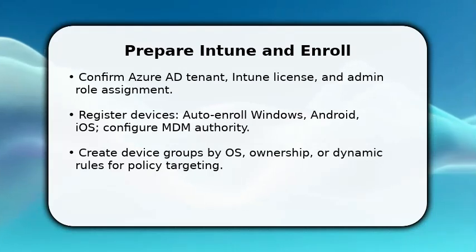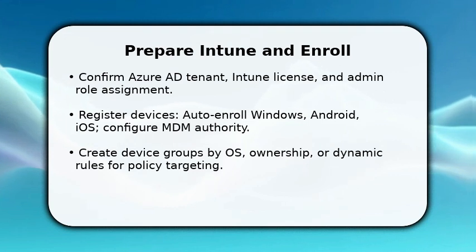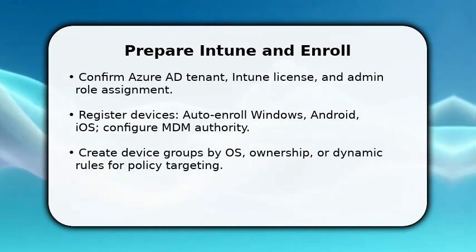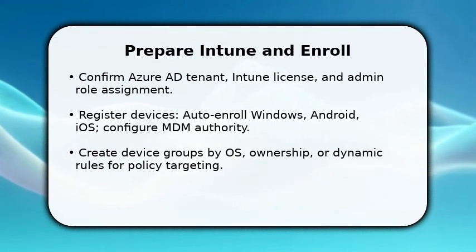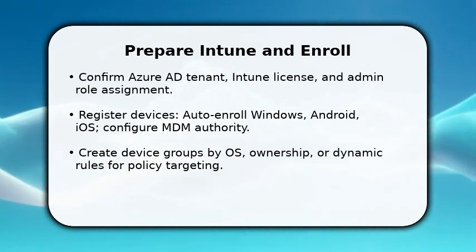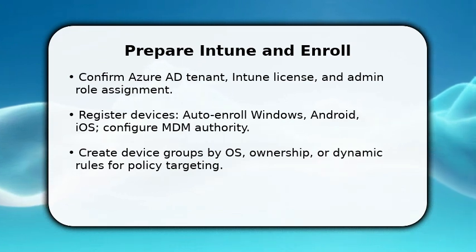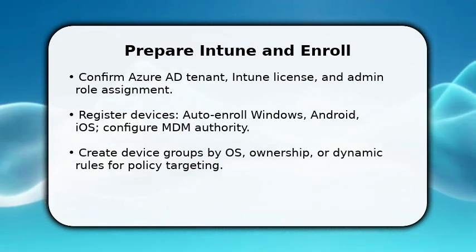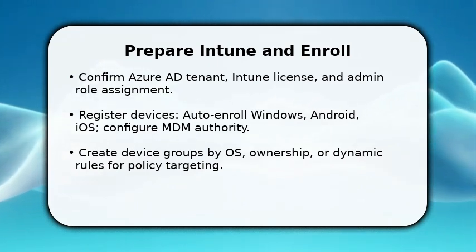You start by verifying your Azure AD tenant, assigning Intune licenses, and granting the necessary admin role so policies can apply. Once done, set MDM authority and enable automatic enrollment for Windows, Android, and iOS so devices register without manual steps. Make sure to create device groups. Use dynamic rules for OS, ownership, or department, because targeted groups simplify policy rollout and reduce errors when assigning configurations and apps.